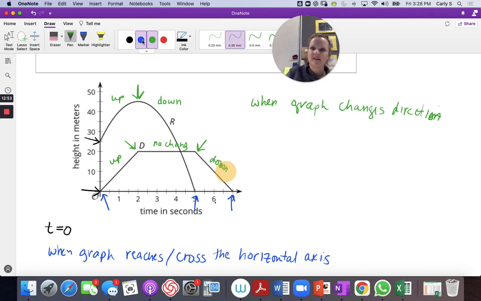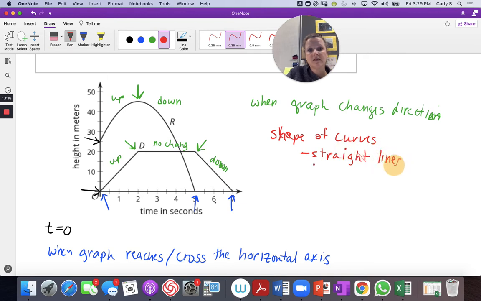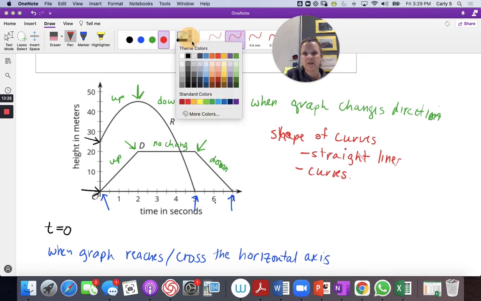The shape of each curve, which I didn't do a good job, so I'll put that in red. The shape of the curves, straight lines, which I said steady, but I should have used better descriptors. Straight lines or curves, right? I'm out of colors. Ooh, I've not tried to do this. Let's do purple.